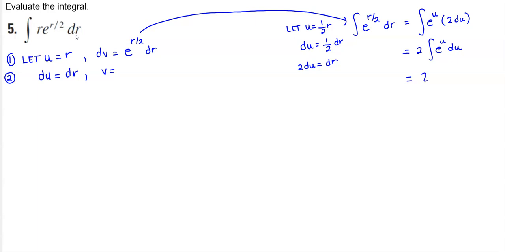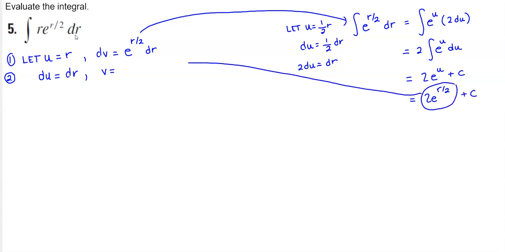And we know that the antiderivative of e to the u is e to the u, plus c. So therefore this is going to be 2e to what we said u was, which is r over 2. So this is what we're going to substitute in for our antiderivative. So v is going to equal 2e to the r divided by 2. Now for step 3, we're going to rewrite the original problem, so that's r e to the r over 2 dr.